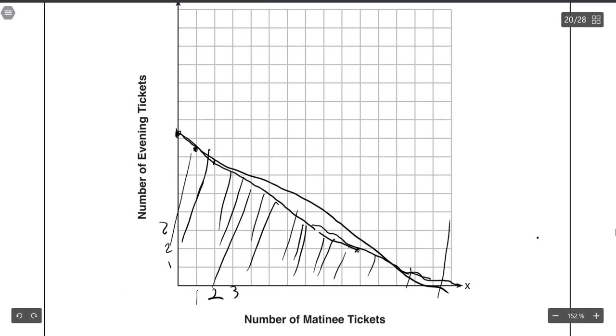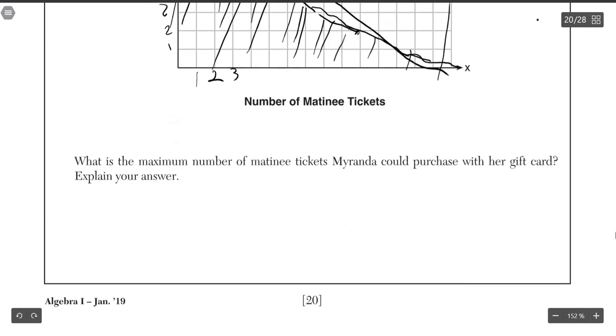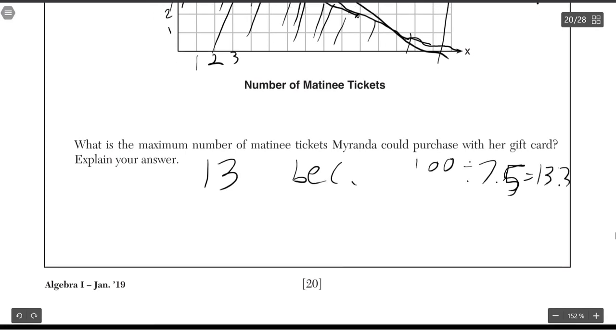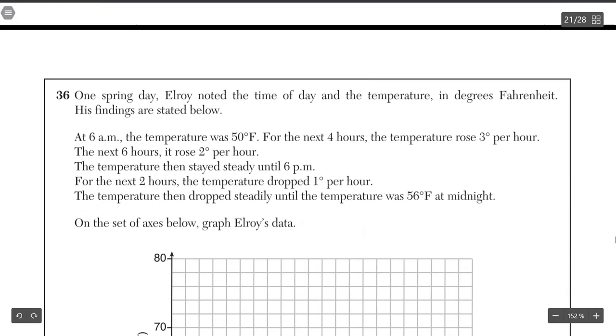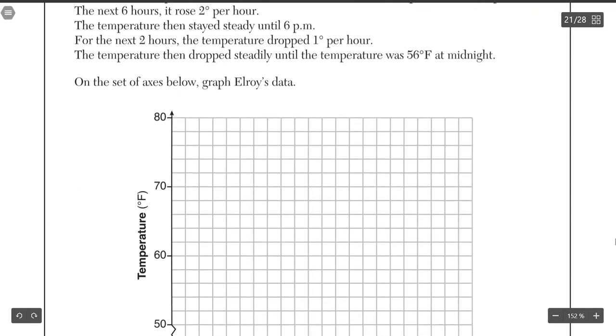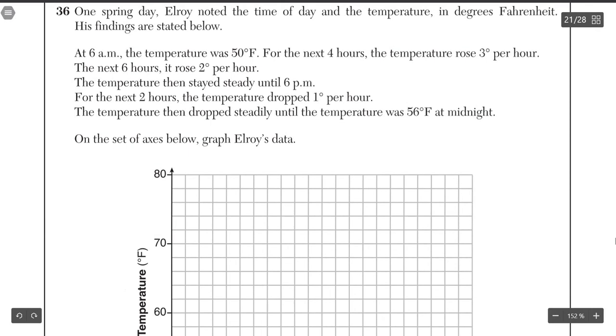So the answer would be 13, because 100 divided by 7.5, which is the price of those tickets, equals 13.3. And you might want to add in, and you can't buy parts of tickets. You can only buy whole tickets. Okay, last question, I think. Maybe second last question.